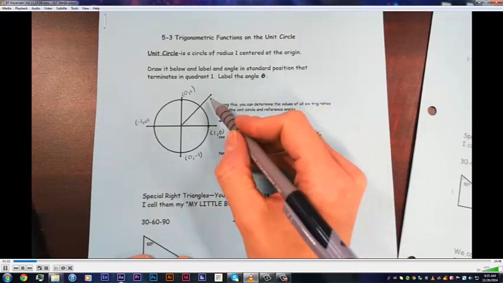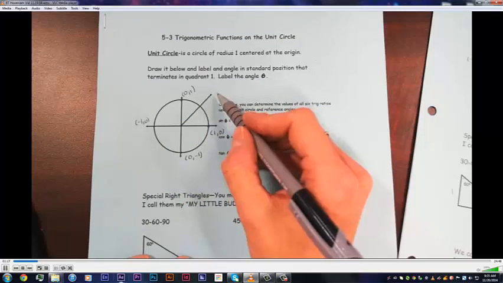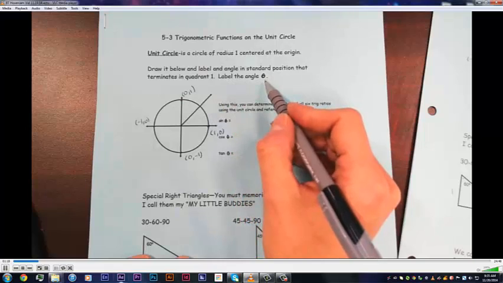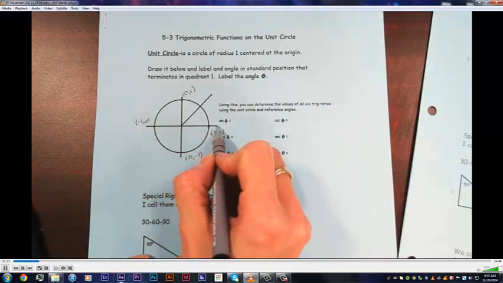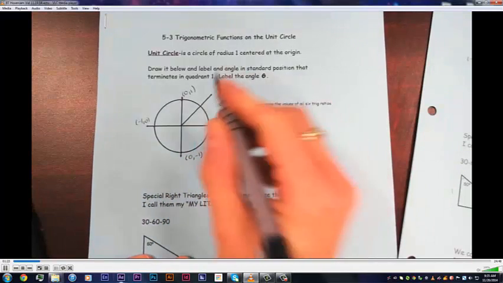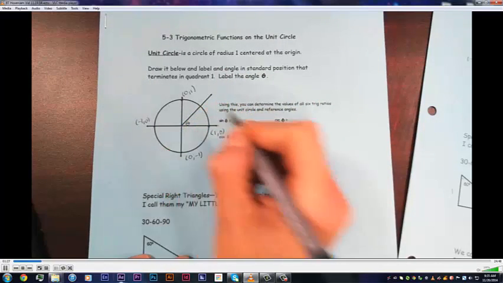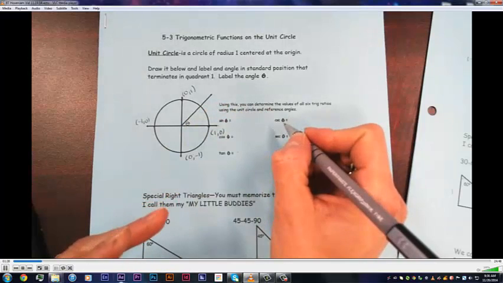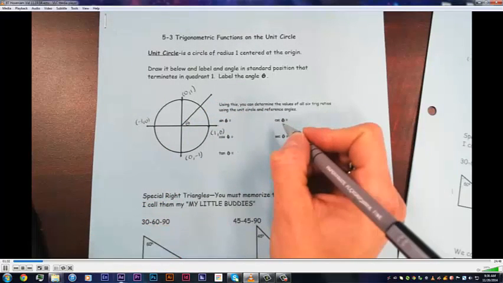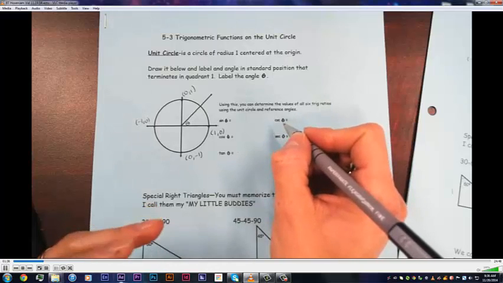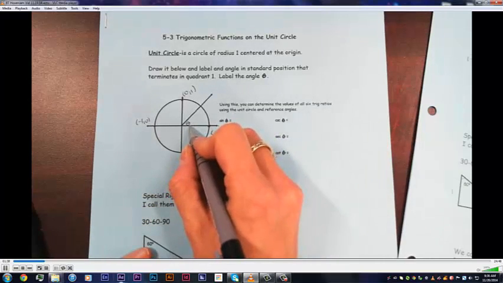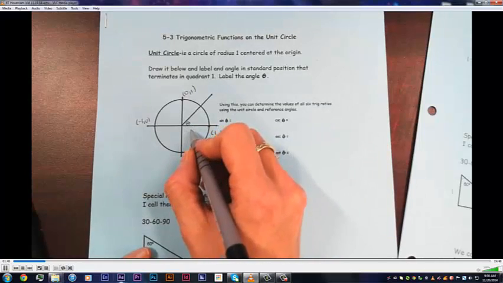We're going to draw an angle in standard position that terminates in the first quadrant, and we're going to label the angle theta. So here's the initial side, here's the terminal side. Our angle in standard position then is theta. Theta is just a variable that is generally used to represent an angle measure. I mean, x is a variable, m is a variable. They generally just use this Greek letter theta to represent angle measures.